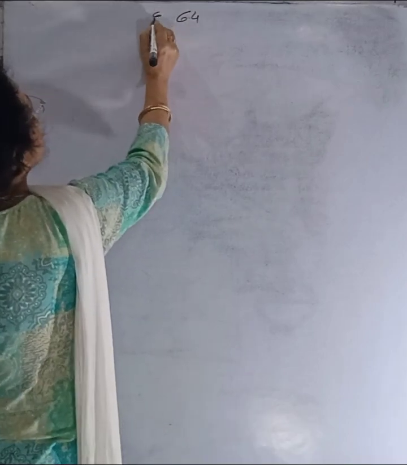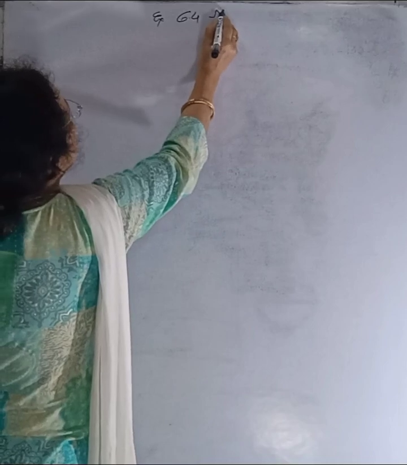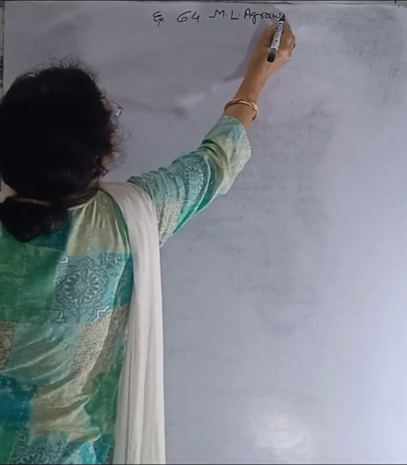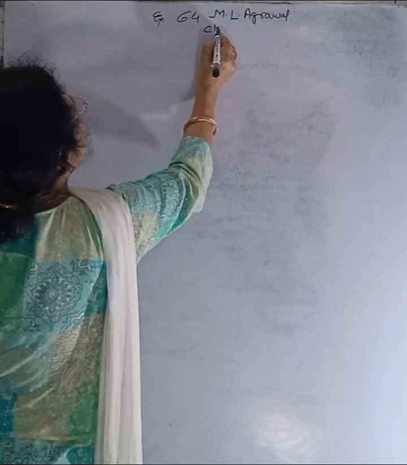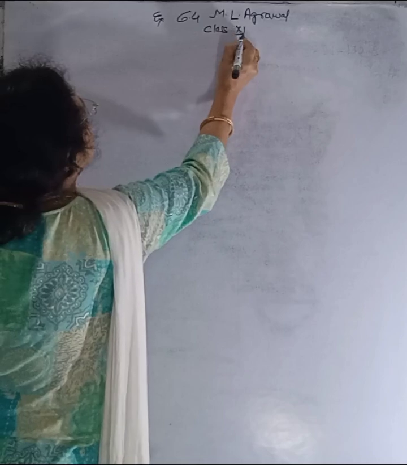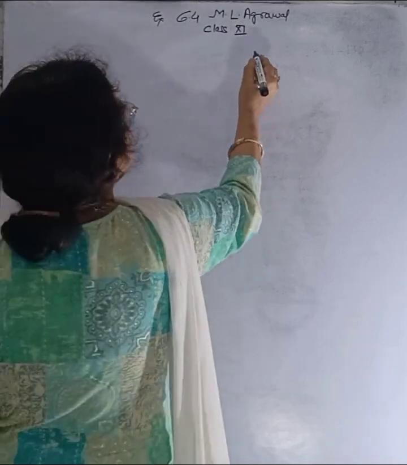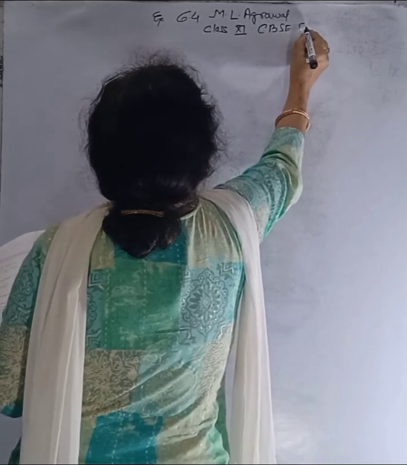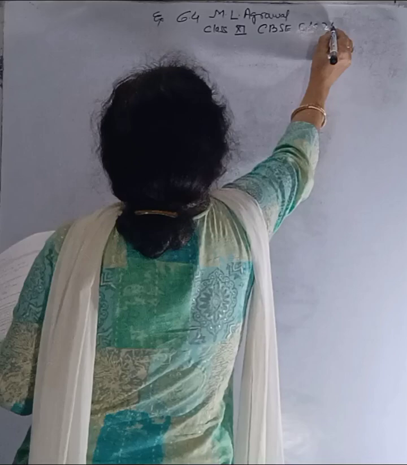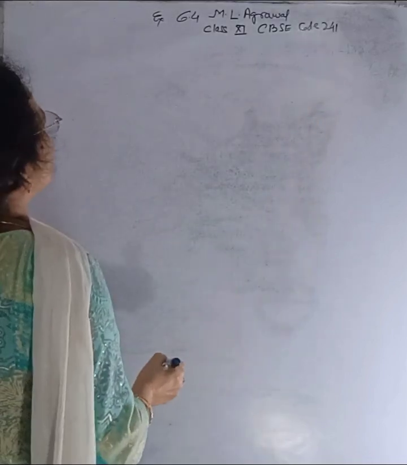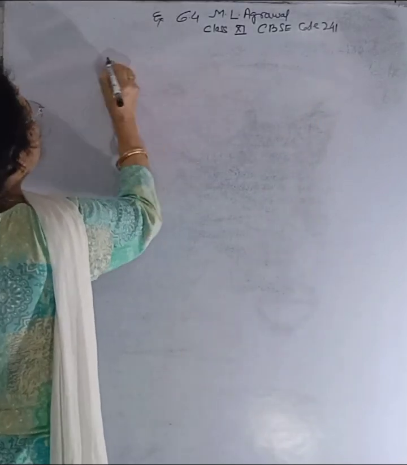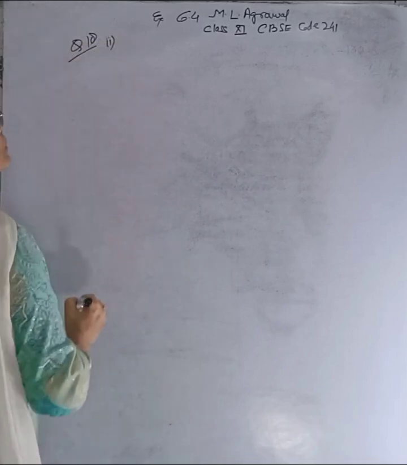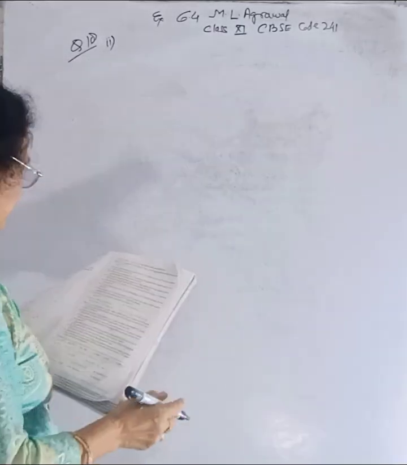Exercise 6.4, ML Agrawal, the name of the book, for class 11th CBSE board, code number 241, related with geometrical progressions. Question number 18, second part.